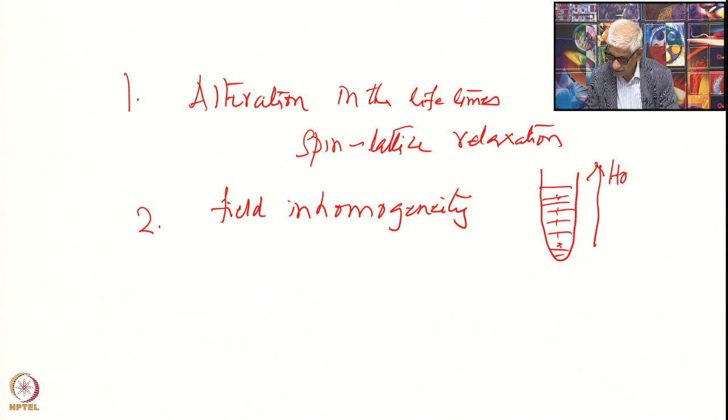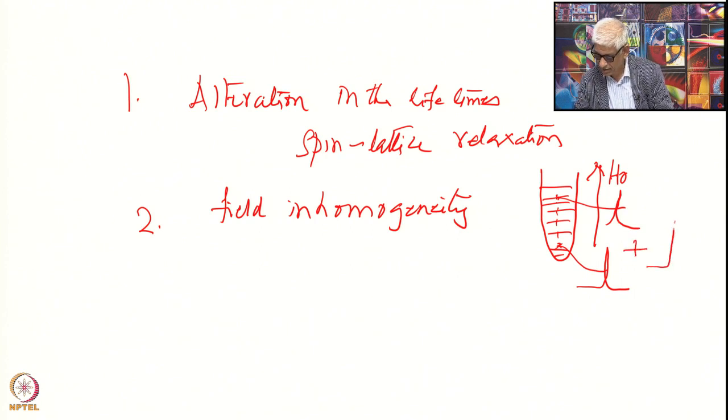Okay. Therefore, this may give you an absorption at this position and this may give me an absorption at this position. These are slightly different. This plus this will give me a slightly broader line. So therefore, this contributes to the line width, because the same spin absorbs energy at two different frequencies because of the field inhomogeneity. Okay. So this is a different mechanism.